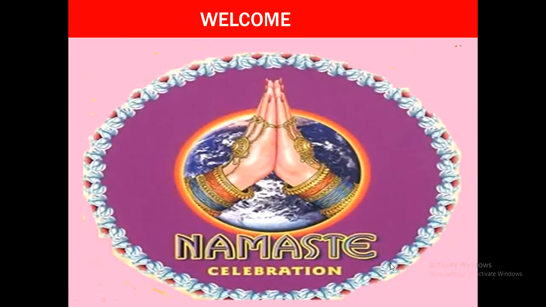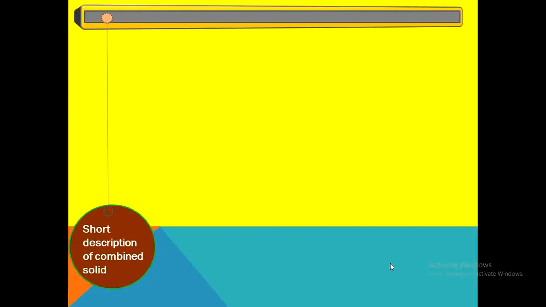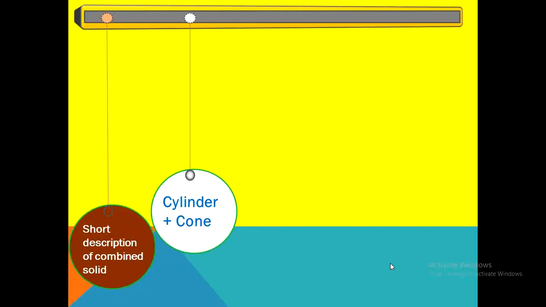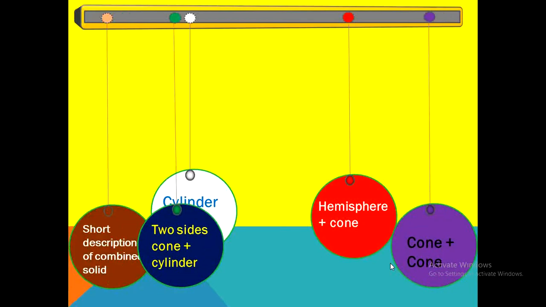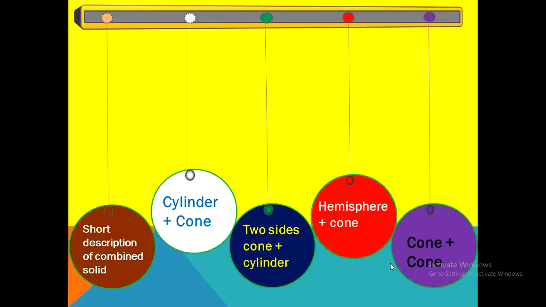Welcome and Namaste. In this video, I will provide you a short description of common solids: volume, total surface area and curved surface area of cylinder plus cone, hemisphere plus cone, cone plus cone, and two-sided cone plus cylinder.